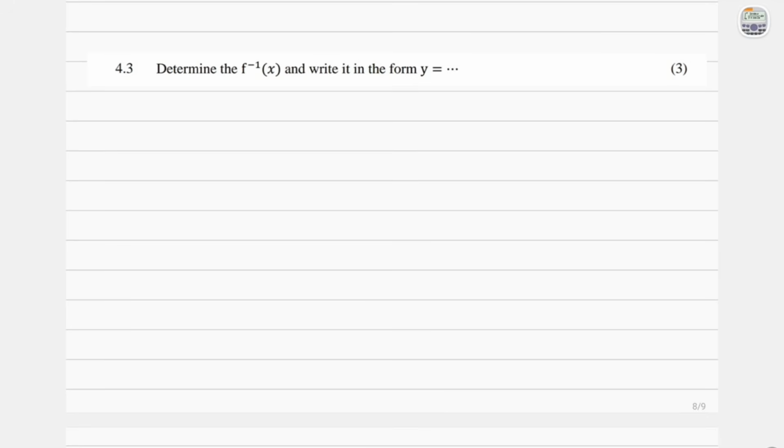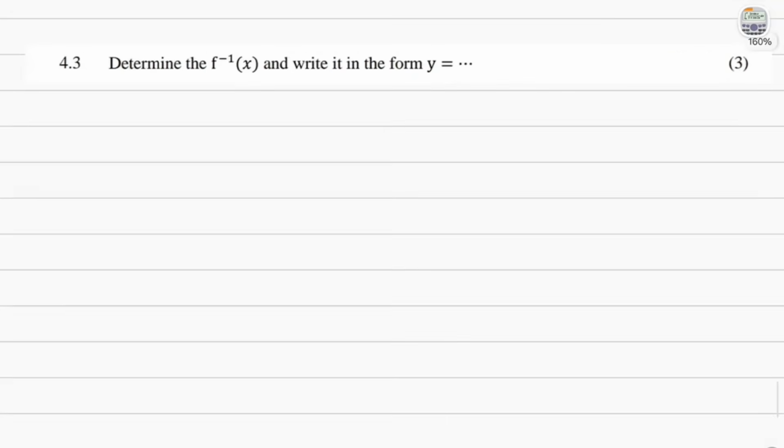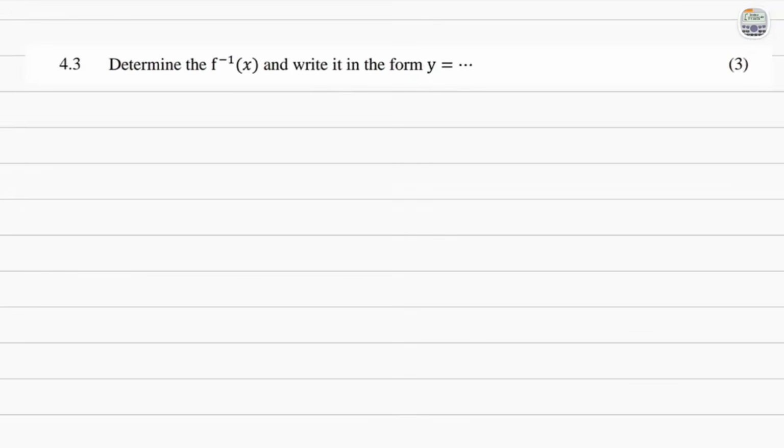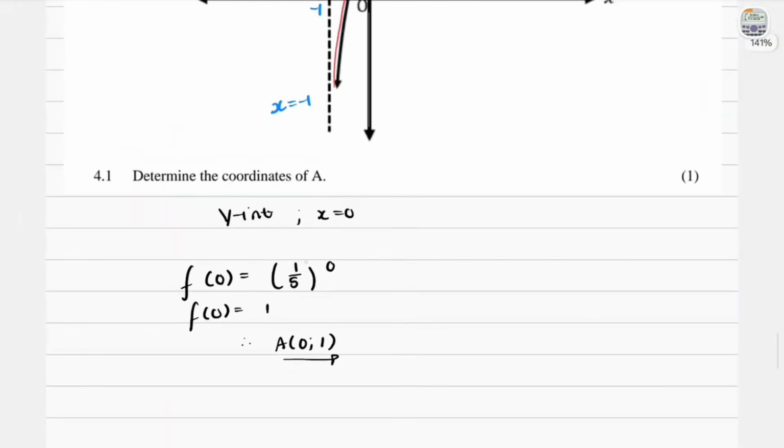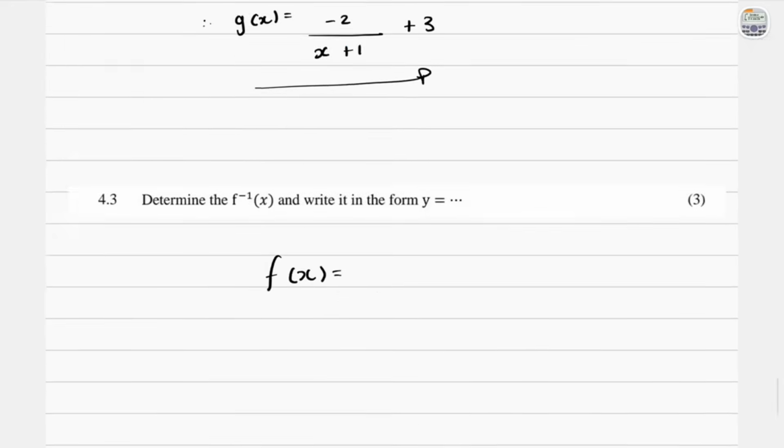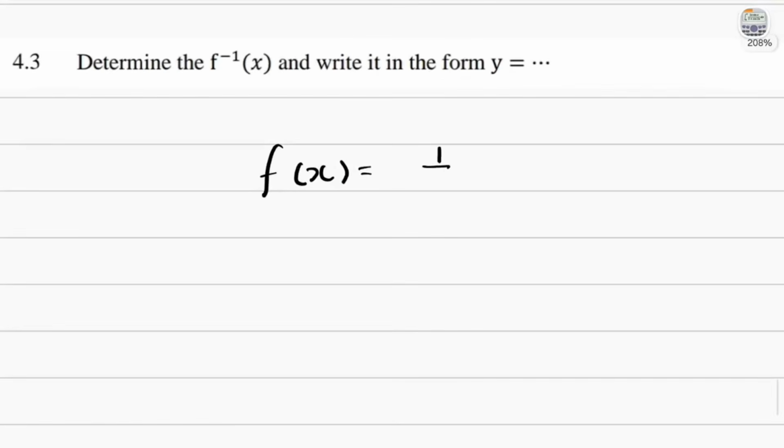Question 4.3 says, determine the inverse of f and write it in the form of y is equal to. So what is f of x again? That was 1 over 5 to the power of x. Now you can just rewrite this f of x as y to make it easier.